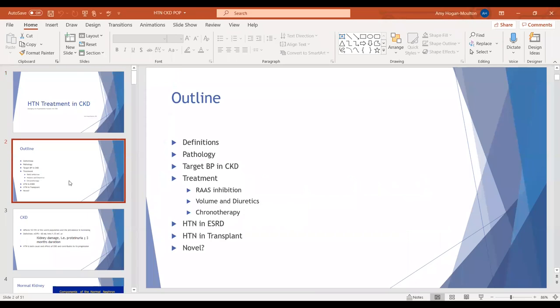The outline is a plan to go through definitions. It sounds pretty basic, but the reality is when you read the literature, there are so many different definitions that I'm not going to be able to address all of them at once, but at least I can reference them as we're talking about it. Then a little bit of pathology, target blood pressure goals, some treatment, the dialysis population, touch a little bit on the transplant population, and then whatever might be coming, novel therapies to think about.